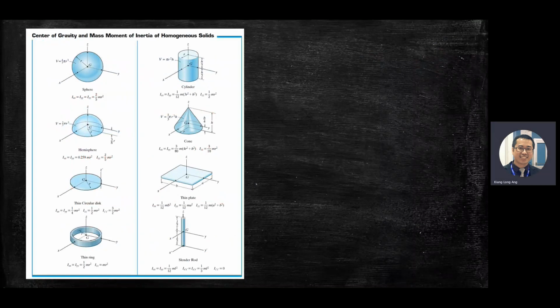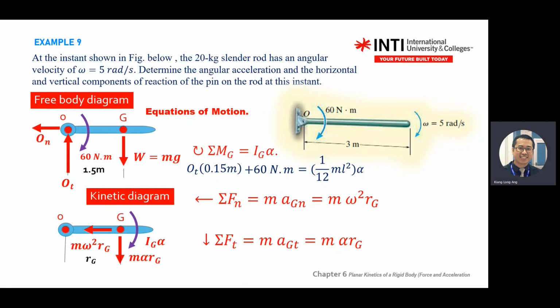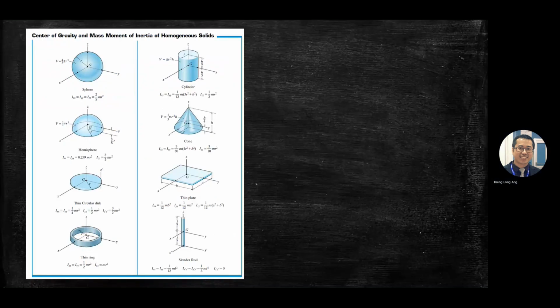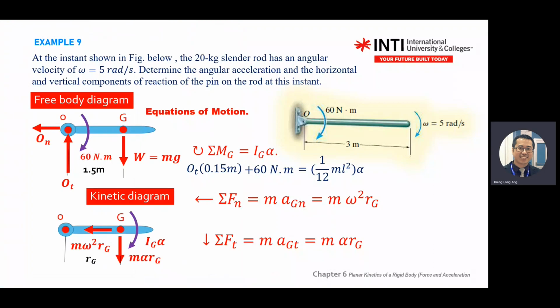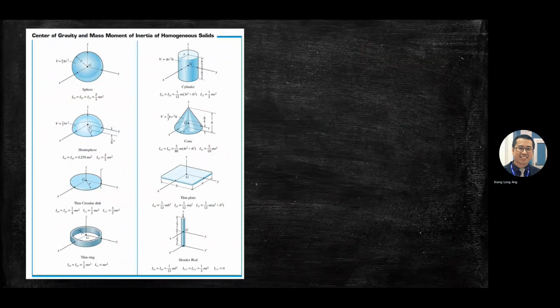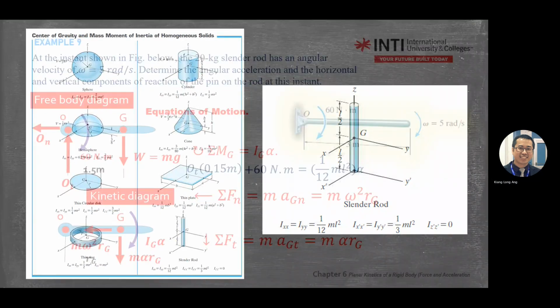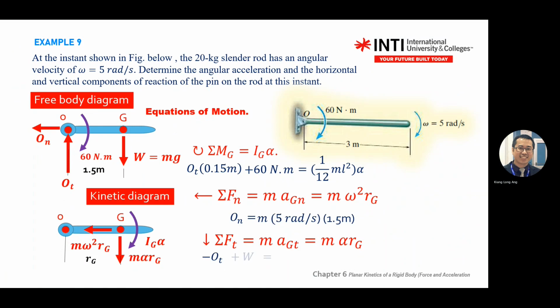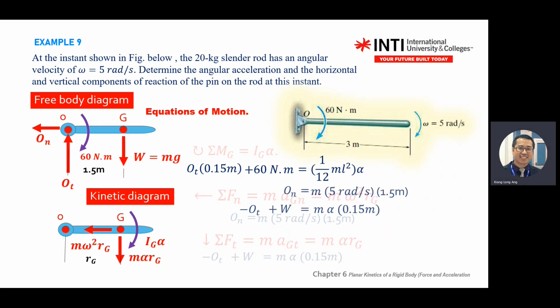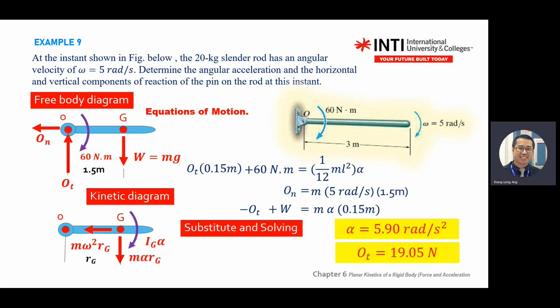How do you know which one to use? Your G is at where? The center, right? So refer to this one. There is a G point here, the center of mass. G point is at X and Y, so it is IXX, IYY. So it is 1/12 ml squared. What is L? Length. You copy this and put it into IG. Nothing complex here. The rest you just do as normal. Then you solve and you get the alpha and the forces at O.